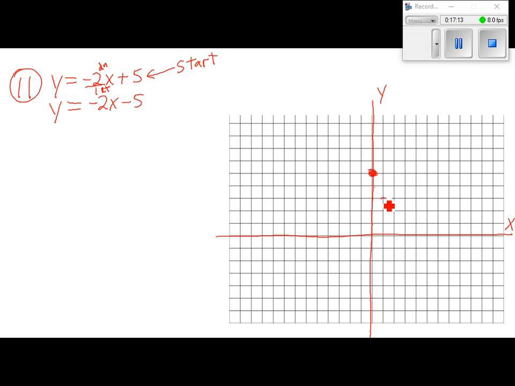Down 2 to the right 1, and keep repeating that. Or I could go up 2 to the left 1. So our first line looks something like that.